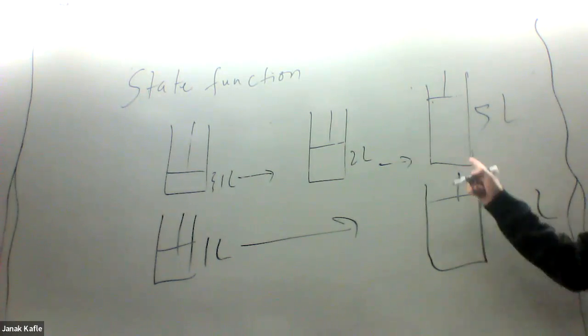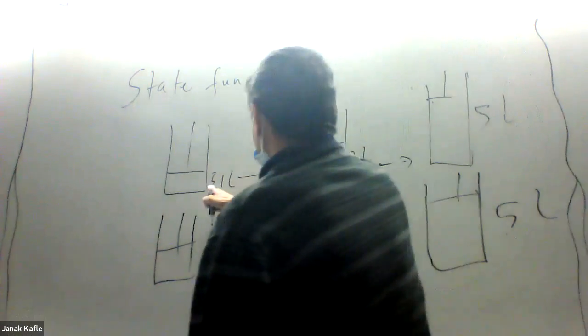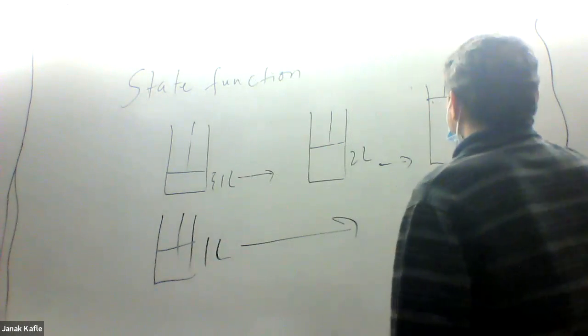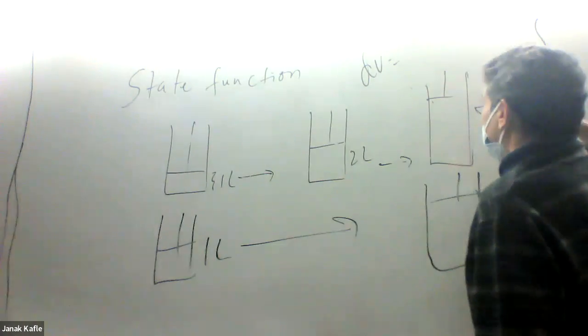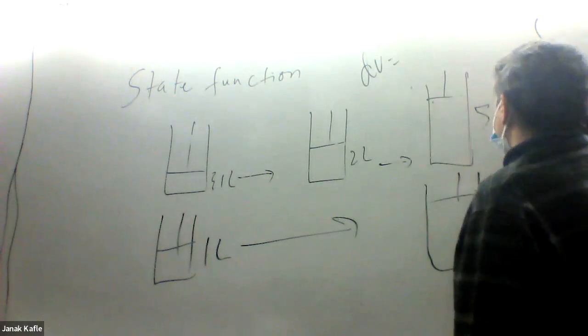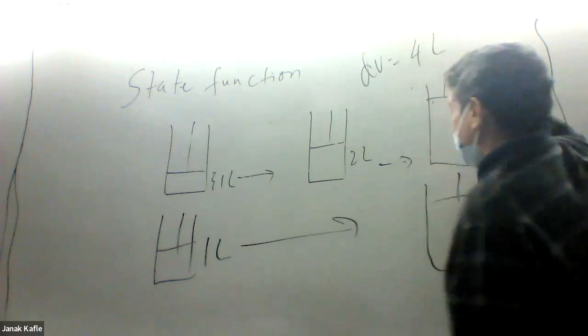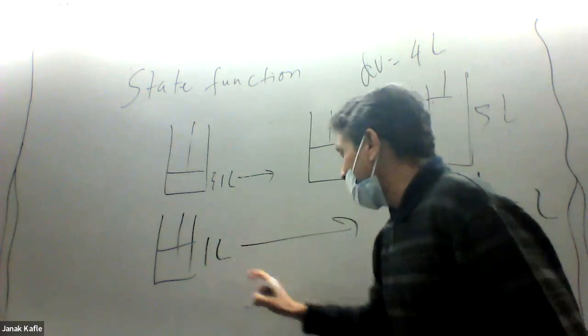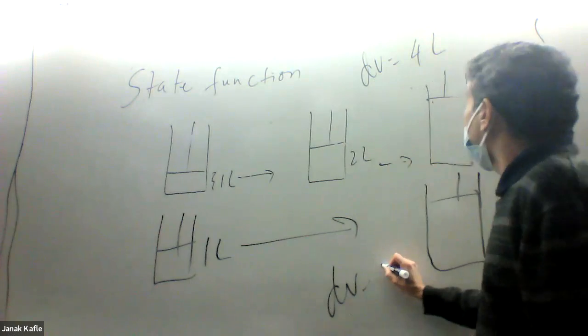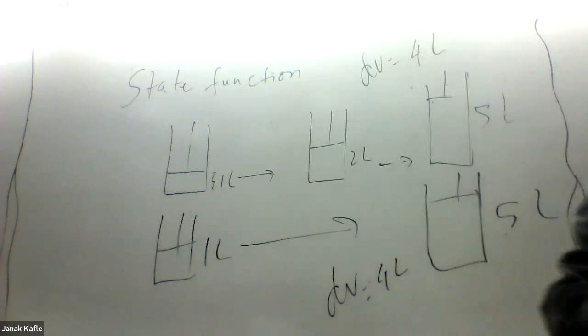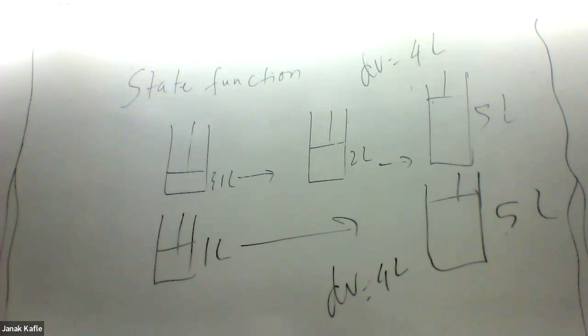What is the volume change here? Look here, initial volume is 1, final volume is 5. So dV, the change in volume, would be 5 liter minus 1 liter, which is 4 liter. Here also, 5 liter minus 1 liter is 4 liter. So no matter how you expand the gas, slowly in multiple steps or in a single step, the change in volume is the same, right? No matter which path you travel, you reach the same state. Everybody got that?